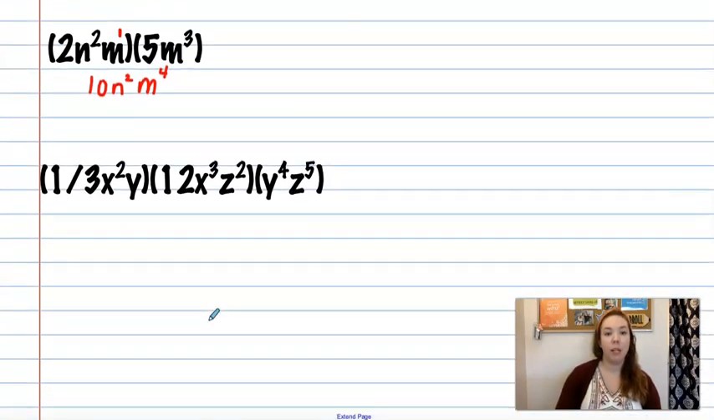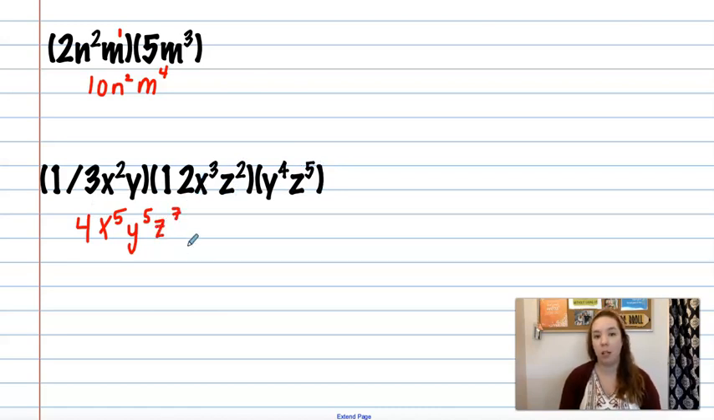Right, and then last one here, 1/3 times 12 would give me 4. X squared times x cubed would give me 5 total. Y times y to the 4th would give me 5 total. And z squared times z to the 5th would give me 7 total. So that would be my answer here. So essentially, since these are just one term times one term, we've just done the product rule, which we learned about or reviewed last week.